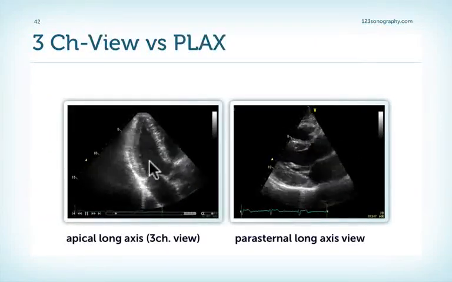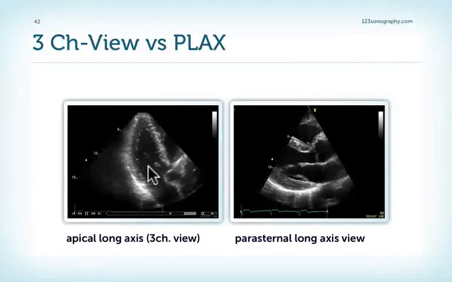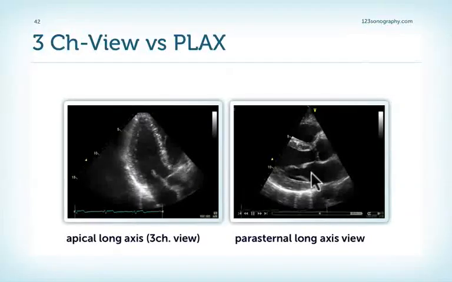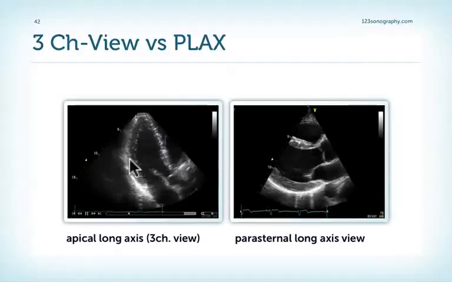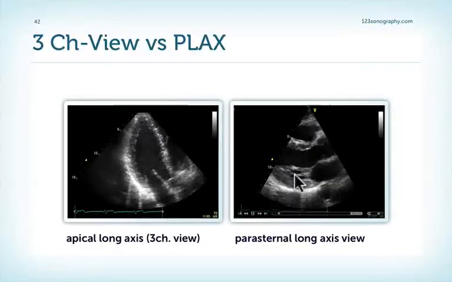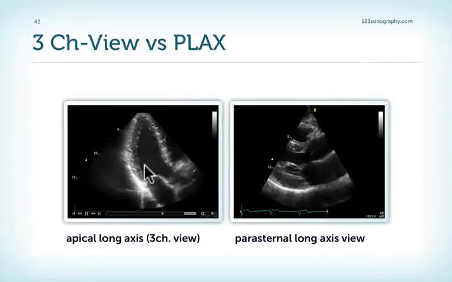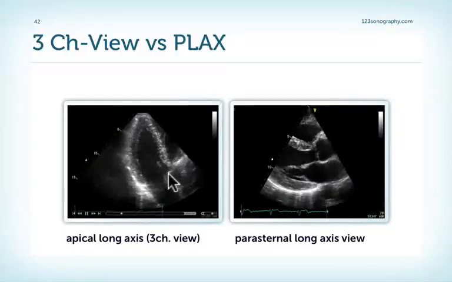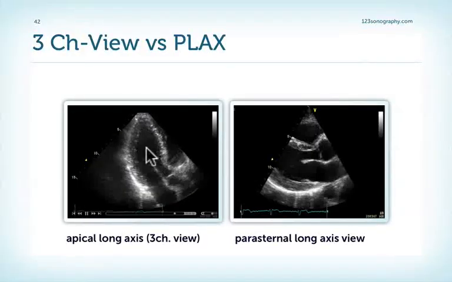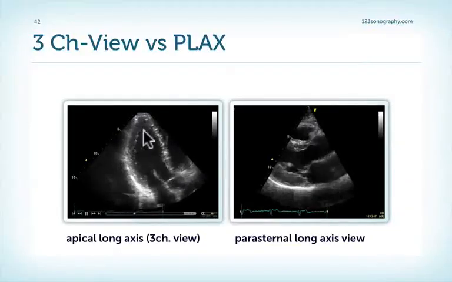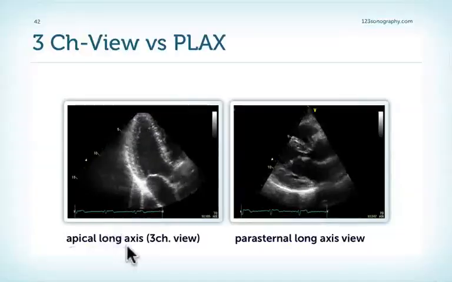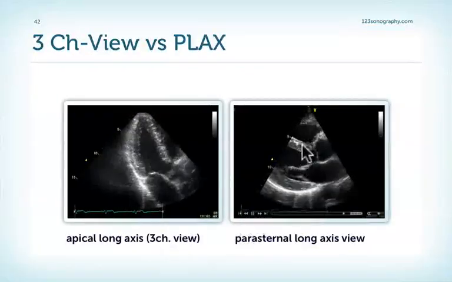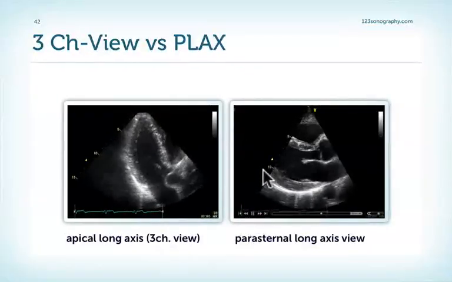This is a comparison that shows you the difference between the long axis views from a parasternal approach and from an apical approach. Basically, we see the same structures. We have the mitral valve here, the aortic valve here, the left ventricle here and here. The only difference is that we have the apex visible in the apical long axis view, and we do not have the apex visible in the parasternal long axis view.